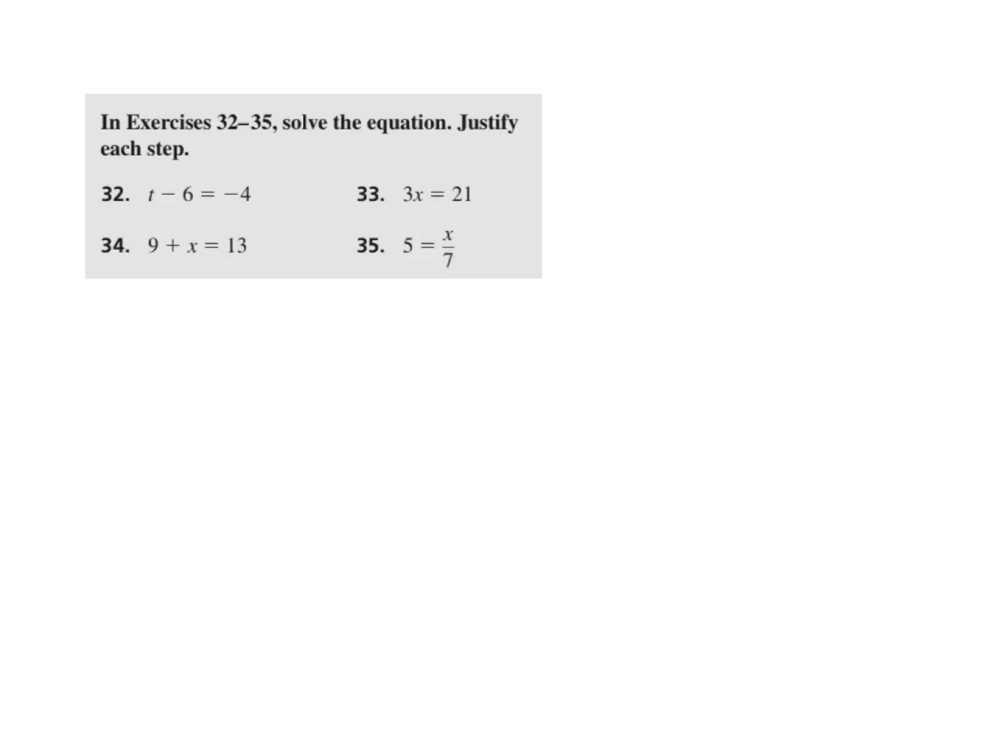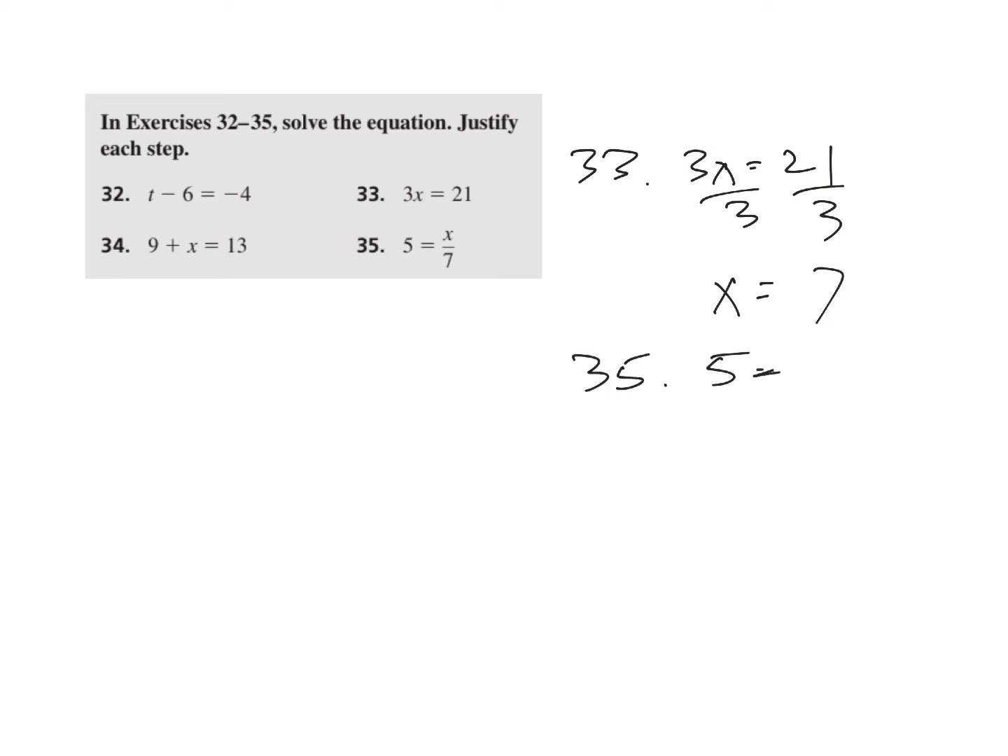All right, solve the equation, justify each step. So number 33, 3x equals 21, divided by 3, x equals 7. 35, 5 equals x over 7. Well, we've got to remove the 7, so we multiply by 7. So 35 is equal to x. All right, let's go on to 37.